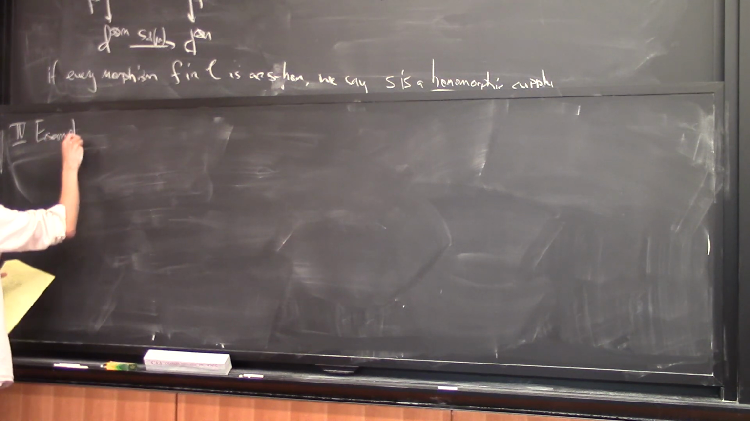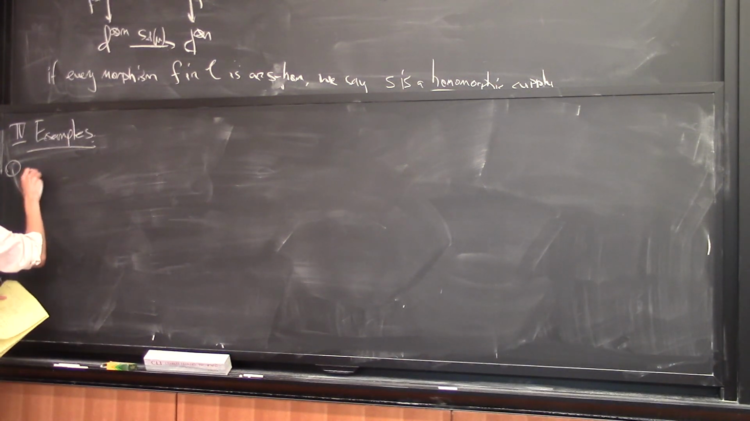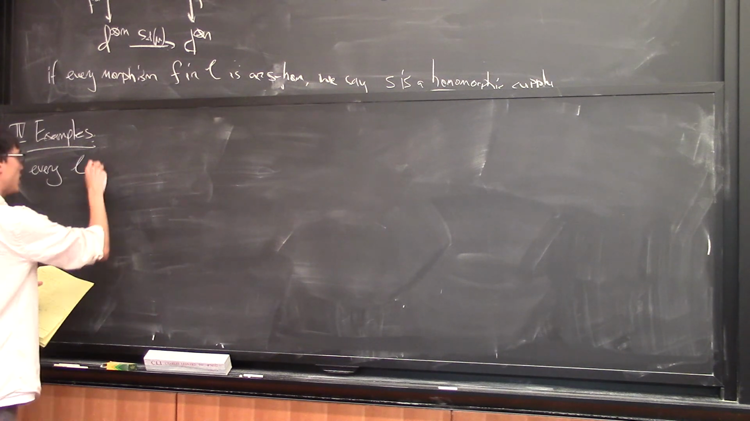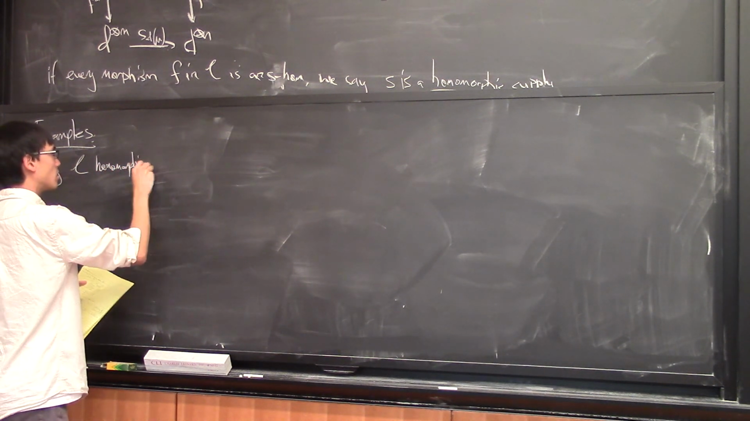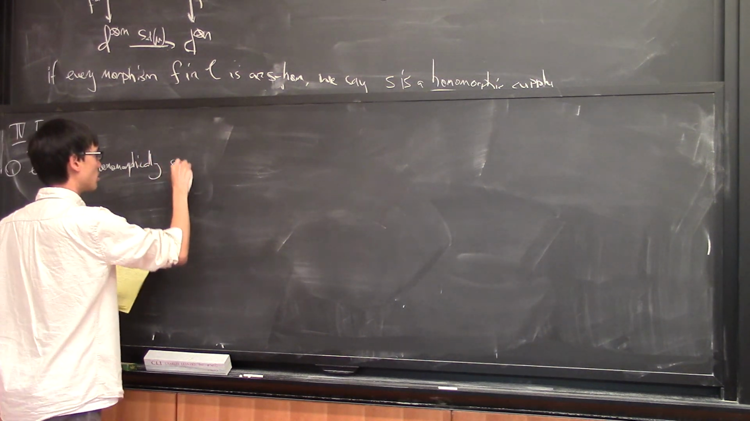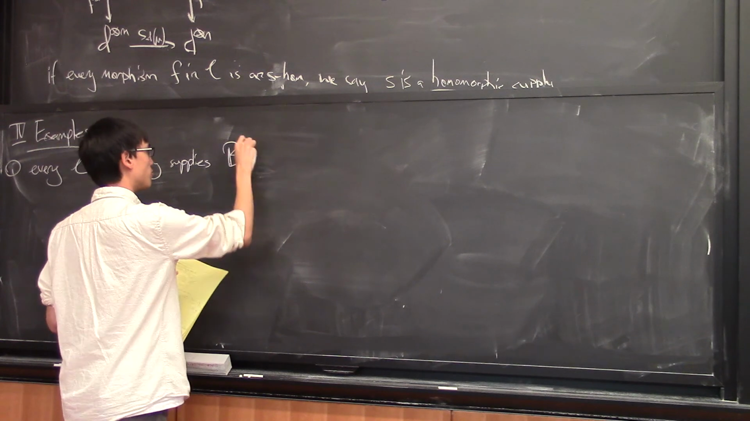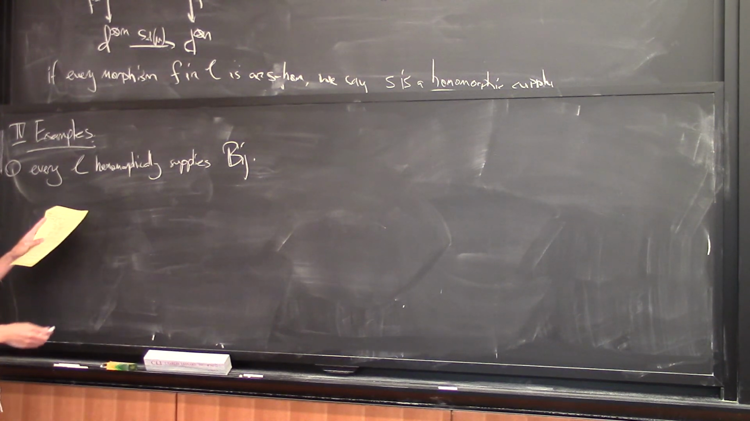Examples. A simple, hopefully instructive example is that everything homomorphically supplies bijections. And in fact, it does so in a unique way. But what is the intuition here?